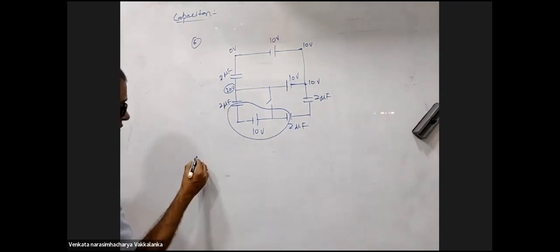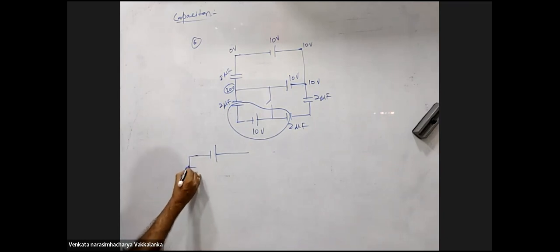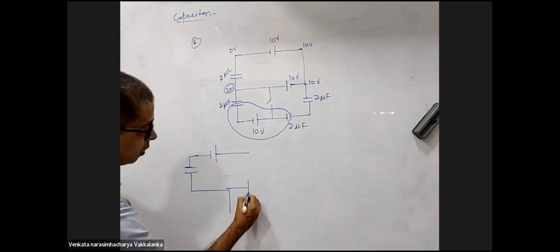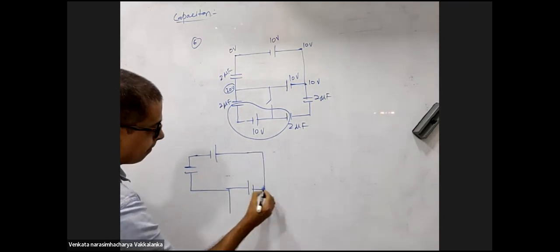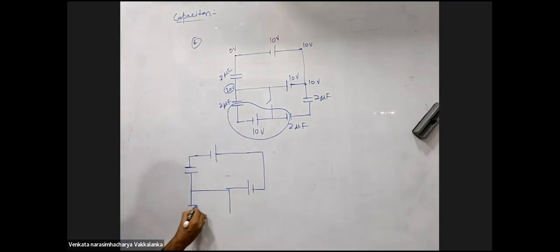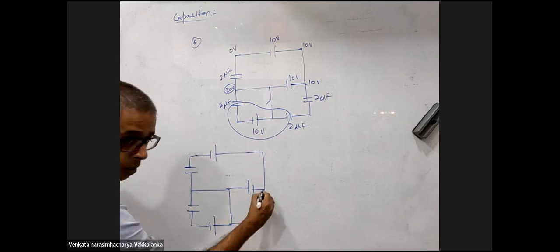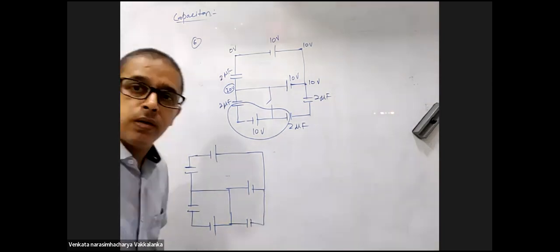Now watch out for it. I'll have to redraw the circuit once again. I hope this part of the board is visible. This part of the board is visible. Visible, right?